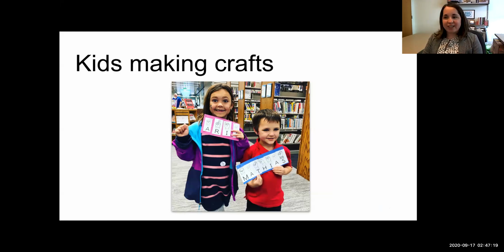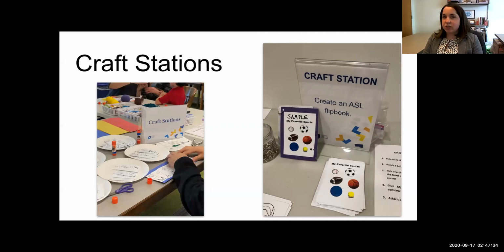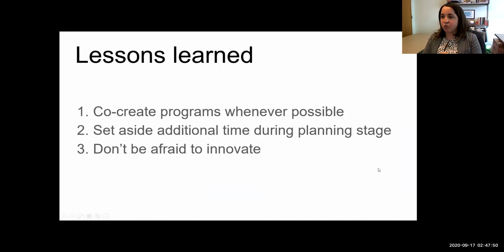This is a picture of kids making crafts. They could create their own name tag, and a lot of our crafts had step-by-step instructions so that people can follow along by reading as well as by doing. And here's another example of a different craft station. We provided plates and supports for the tools, and we provided samples for the crafts so people can see, as well as signage so that they know how to navigate the room.